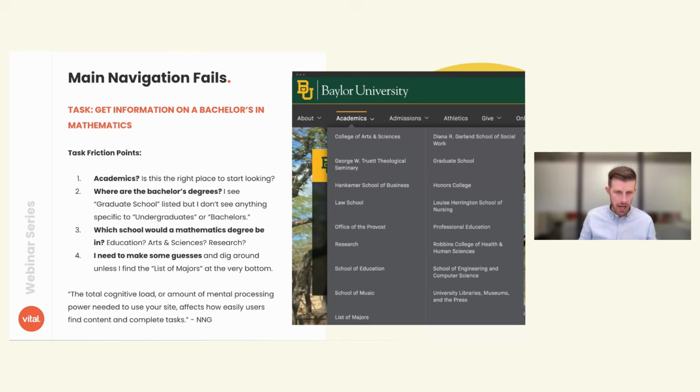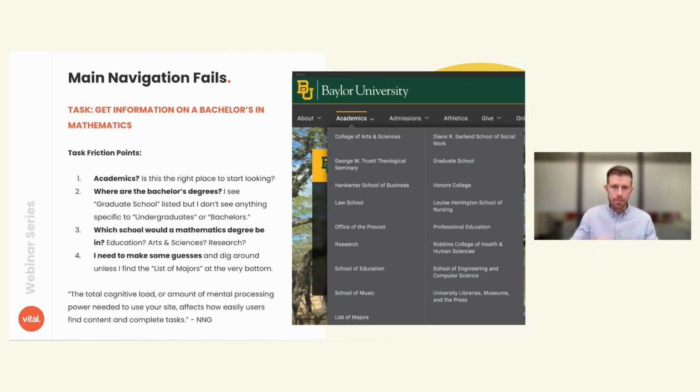So let's do a basic task here. So here's a website, Baylor. Let's say the task here is the visitor on the website wants to get information on if Baylor has a bachelor's in mathematics. That's the task. So if I'm the marketer, the university marketer, I want to design a user experience in that main navigation that lets them solve that task and lets them solve that task quickly, efficiently, clearly, all that.